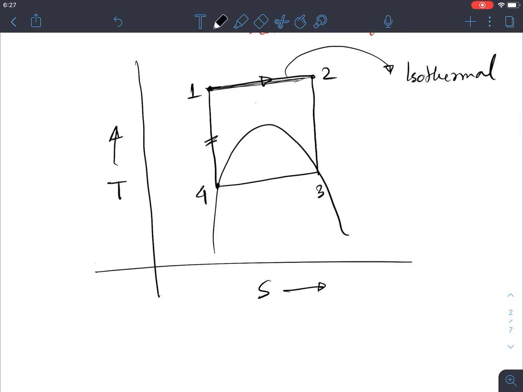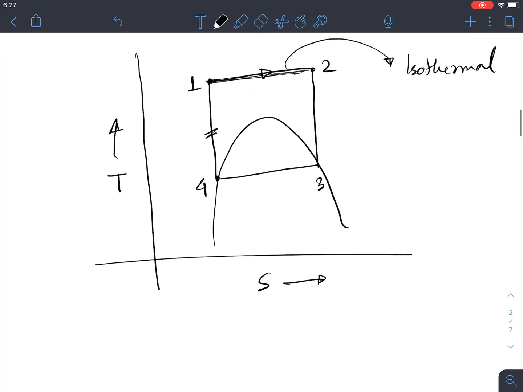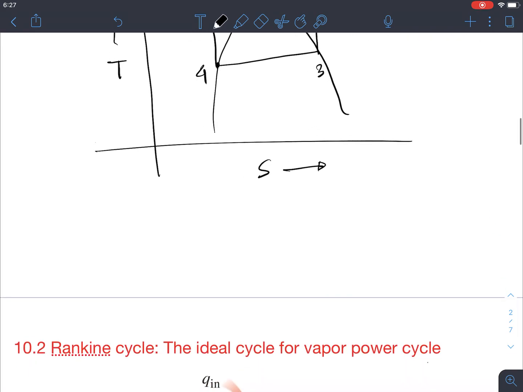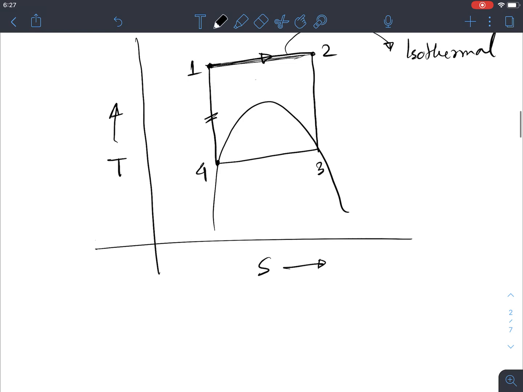So that's why the Carnot cycle cannot be an actual device. However, it's an ideal model, right, of the vapor power cycle. Based on that, people started to develop a realistic model and try to see what the limitations are, or how we can modify or overcome those limitations, right?